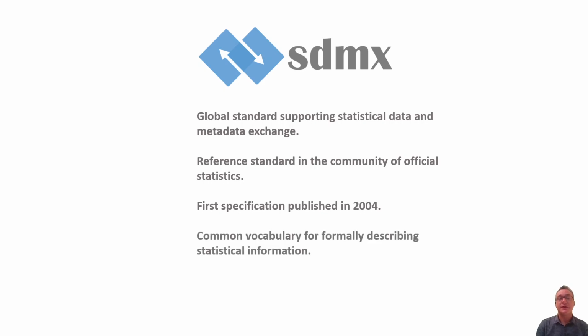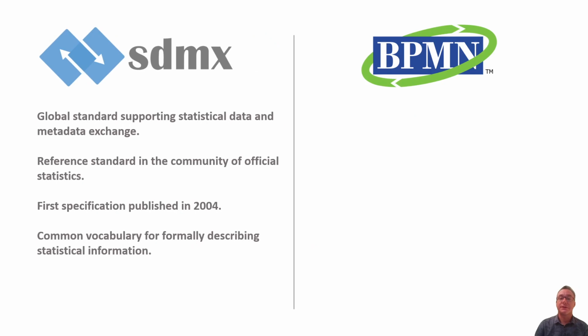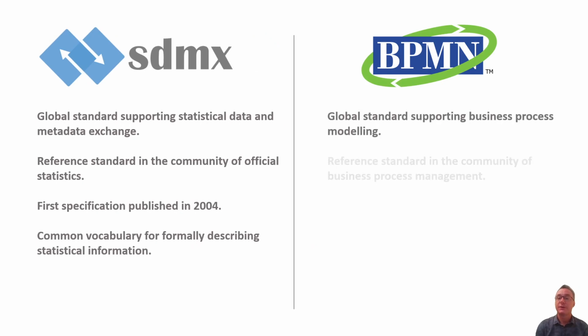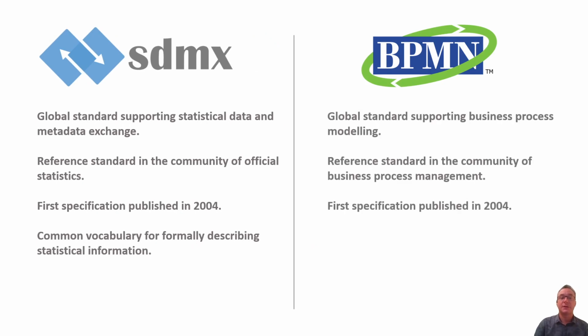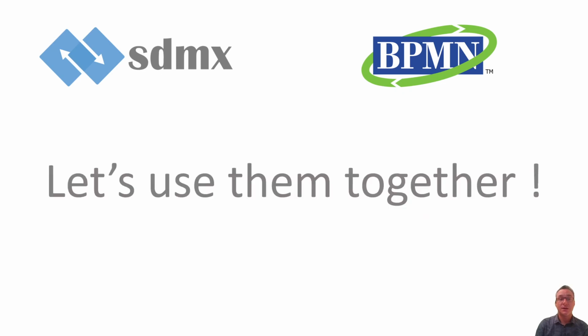The second standard we'll use is BPMN. That is the main standard used in the field of business process management when it comes to representing business processes. Both are open standards and supported to some extent by open source software. One allows representing statistical information, the other allows representing statistical processes. So let's see how we can use them together.